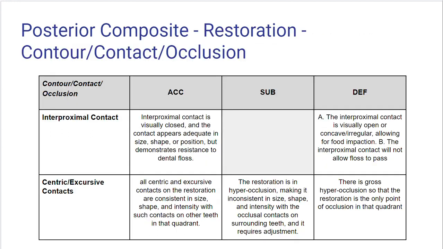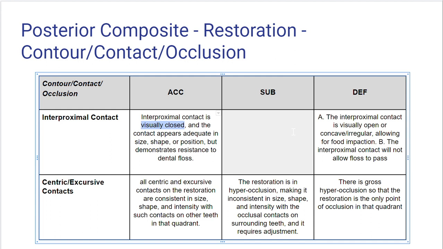The next category for the restoration is the interproximal contact and the centric or excursive contacts. And so this is where you're going to be checking occlusion, making sure that your proximal contact is visually closed. This is kind of the key here. This is not about popping floss. They don't care. They want to see that there's no daylight coming through your restoration and the adjacent tooth. So that's what you're going to look for. And if you see any daylight, then you're going to have to fix that.